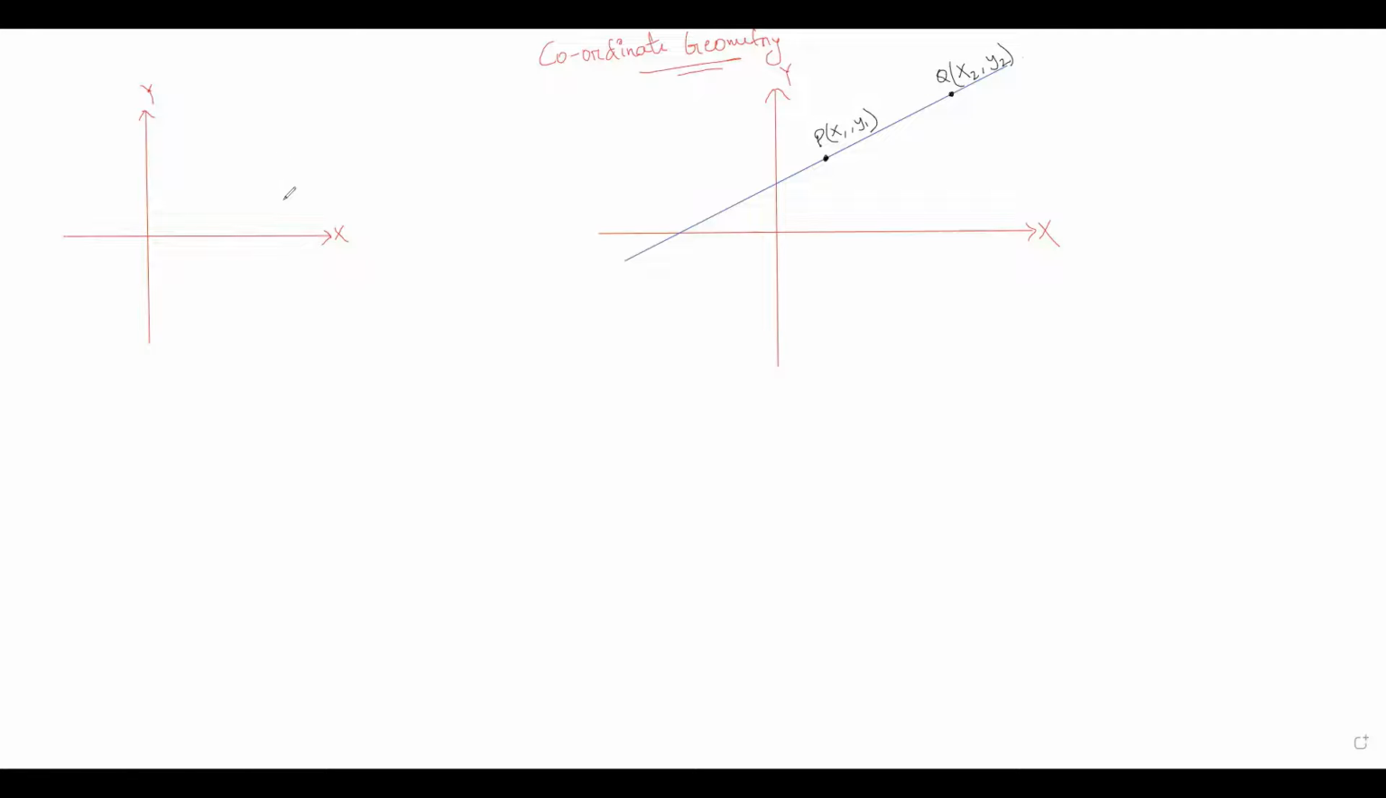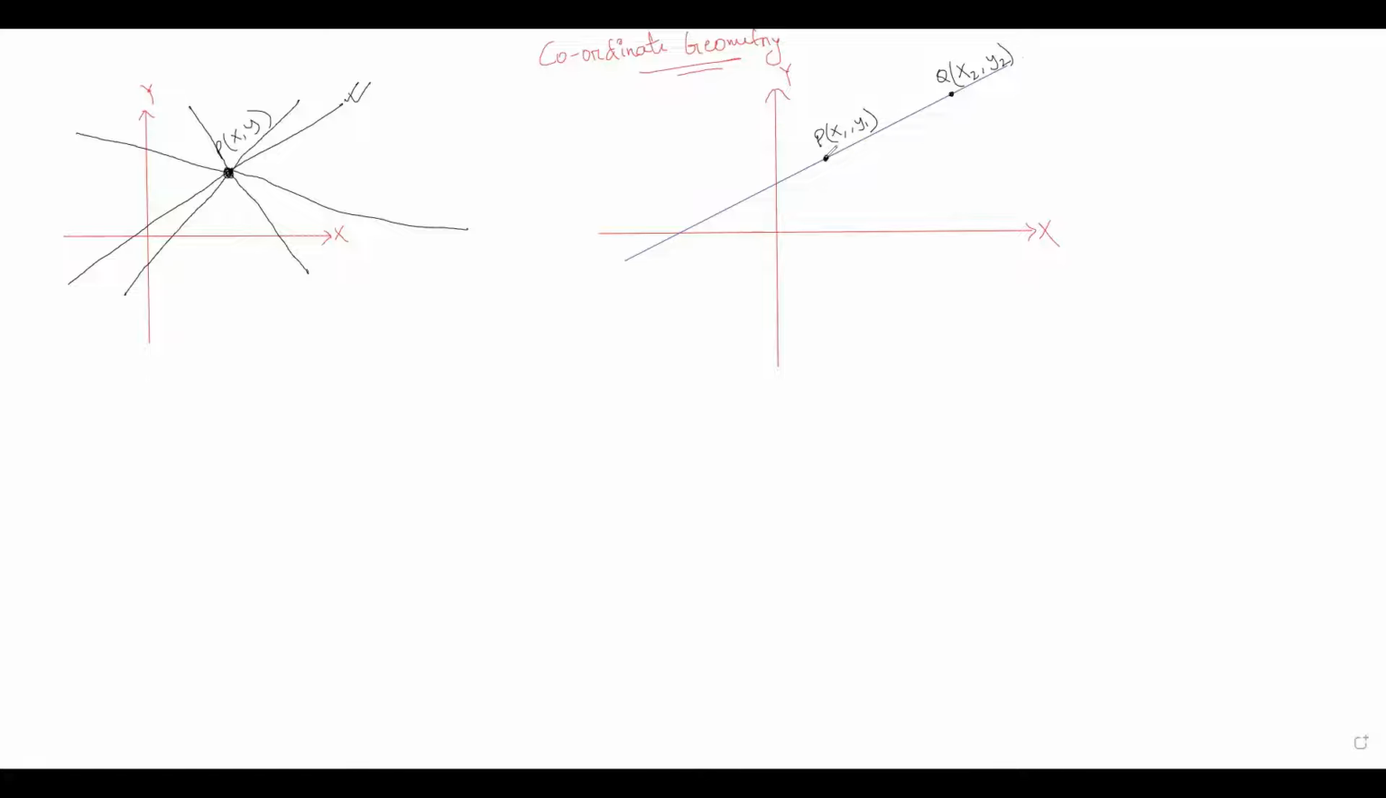Let us consider an x and y coordinate axis, and let us consider a point here, say P, whose coordinate is say x, y. Now I want to see the number of lines that would be passing through this point. So I can have this line, or this line, or this line, or this line. In fact, there can be infinite number of lines that would be passing through a single point.